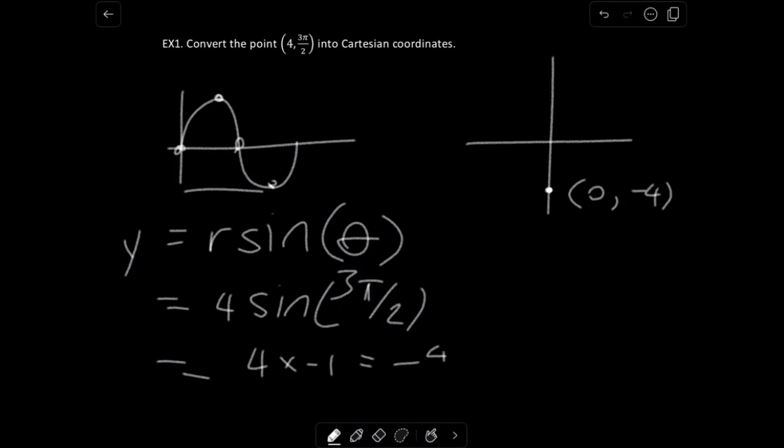There we go. This point in Cartesian coordinates, we can see that it is, in fact, 0 and minus 4. So that's the answer for exercise 1. 4 and 3 pi over 2 is 0 and minus 4 in Cartesian coordinates. All right, that's exercise 1.